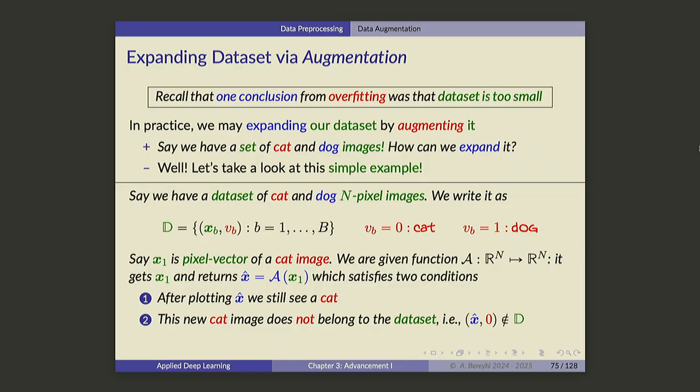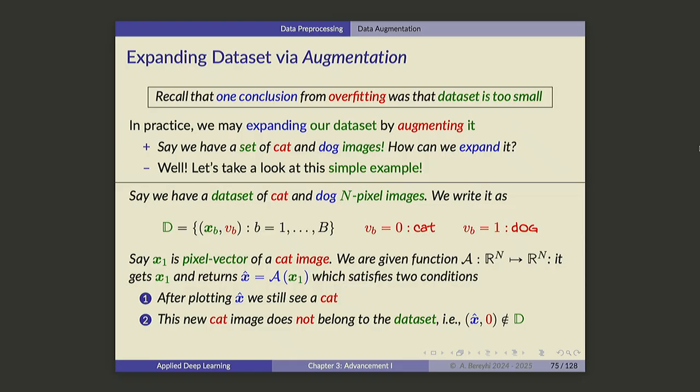I can simply say that, okay, this new x hat with label 0, which is the label of the cat, I add it to my data set, right? And I have a new sample inside my data set, one extra data sample, well, more data, right? And this could improve performance, right? So this is the very basic idea of augmentation.